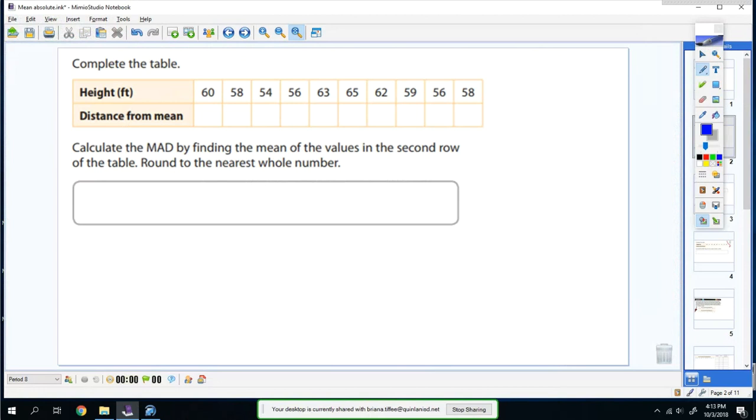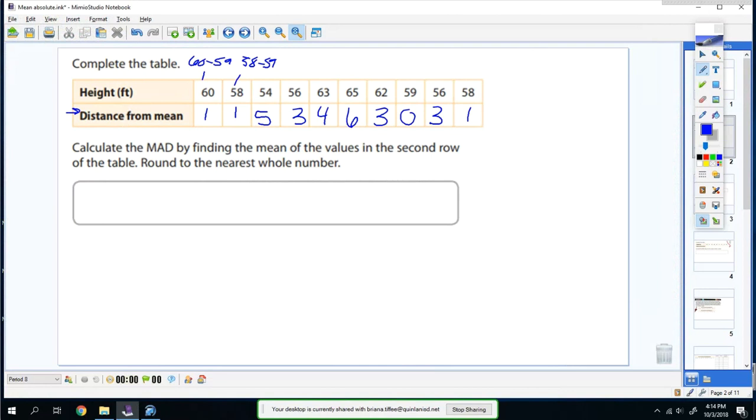Next, it says complete the table. So it says the distance from the mean. For the distance from the mean, what I would do is subtract. So this one, I would do 60 minus 59, and I get 1. This one, I would do 58 minus 59, and you would get negative 1. But since I'm just trying to find the distance, it would be an absolute value, so it would just be 1. So 54 from 59 is 5, 3, 4, 6, 3, 0, 3, 1.